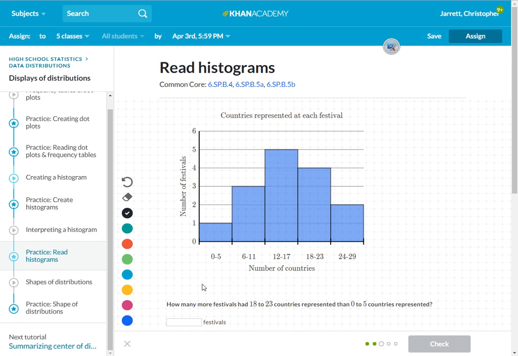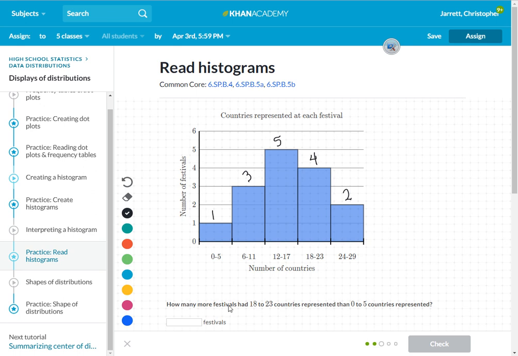Countries represented at each festival. We're looking at the number of festivals and the number of countries. So there's 1 country here, and you can really just look across here. There's 3 between 6 and 11. There's 5 between 12 and 17. There's 4 between 18 and 23, and 2 between 24 and 29. And so they're asking us how many more festivals had 18 to 23 countries represented than 0 to 5 countries represented. So this is really not even critical thinking. You just have to pay attention.